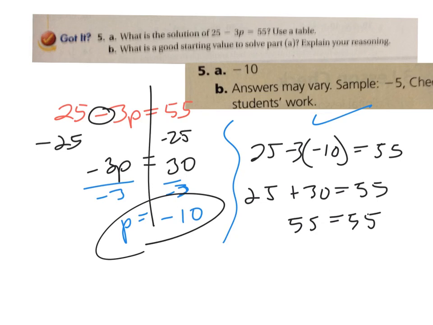Part B of that, what is a good starting value to solve part A? Explain your reasoning. Again, we didn't do a table, so you're not going to bother with that, so you can skip right over that. And along those lines, we're going to skip Got It 6. It's more of this table stuff, so not a big deal. So skip over the read and Got It number 6.